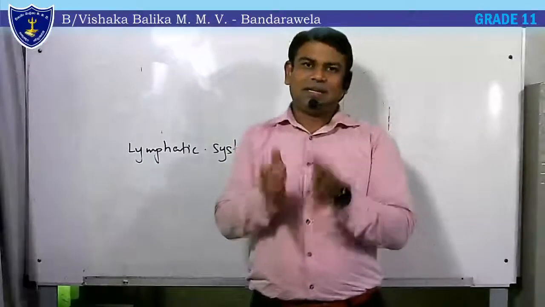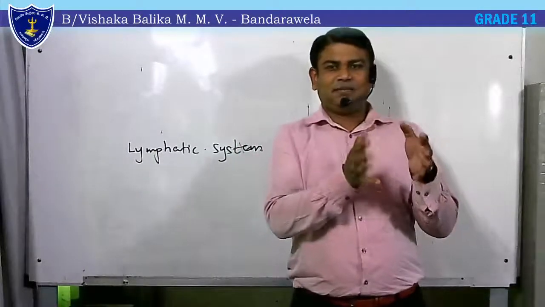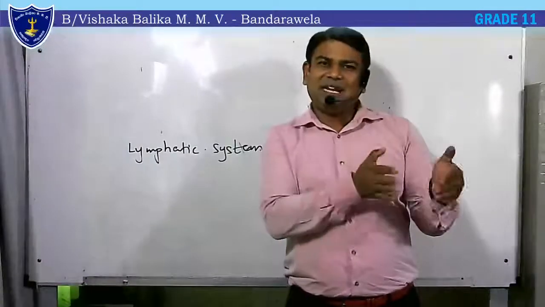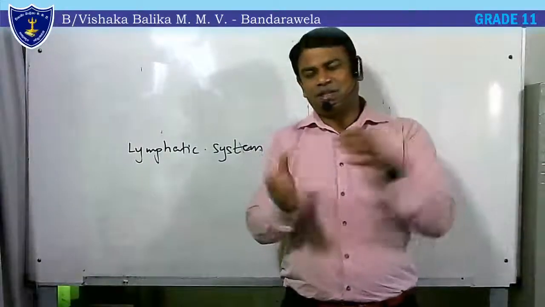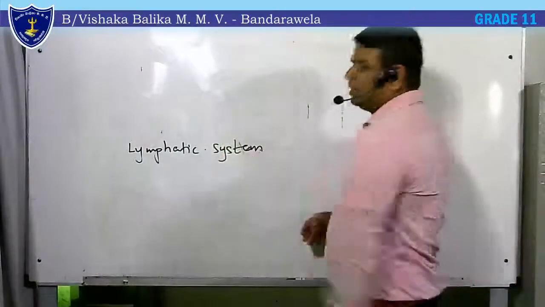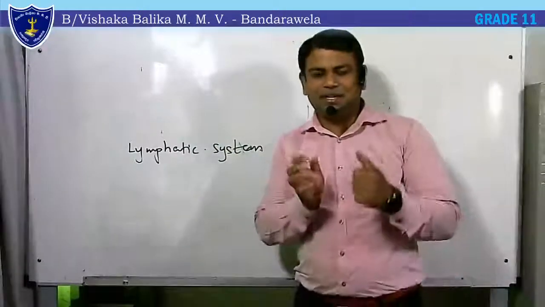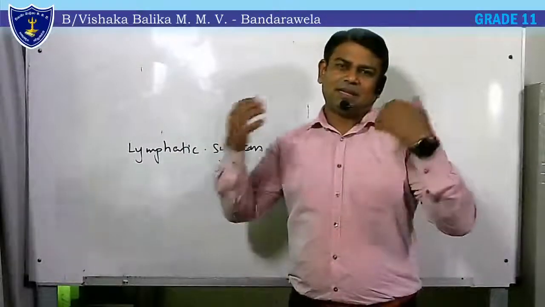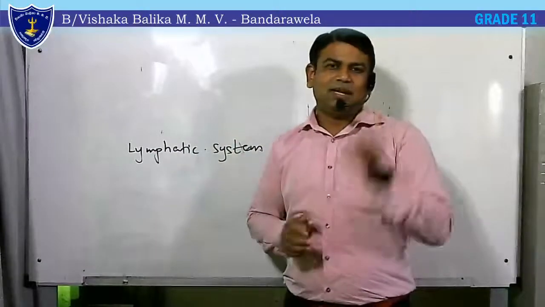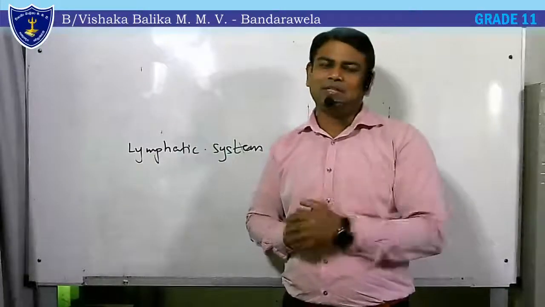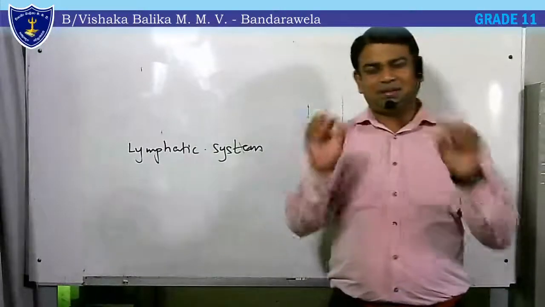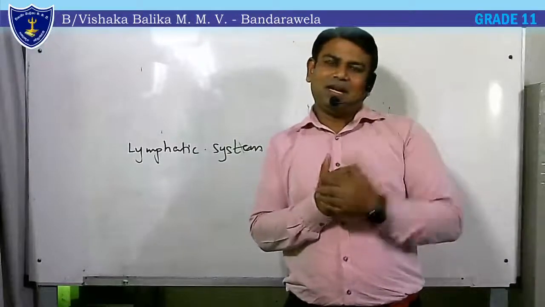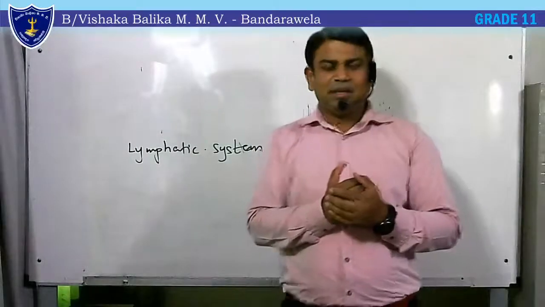When we talk about the police, police perform some defense mechanism, but also the STF, the special task force, is associated with that. This is the special unit associated with the defense mechanism. The lymphatic system spreads all around the body. There are special vessels called lymph vessels, which are associated with the blood circulatory system, but they do not belong to the blood circulatory system.